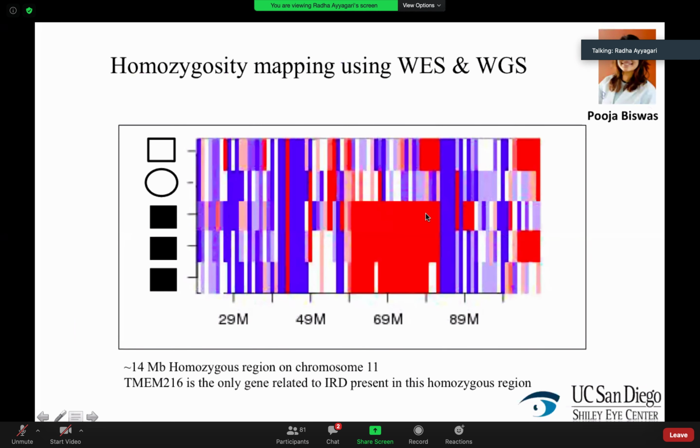So we performed homozygosity mapping analysis, and we observed about a 14 megabase interval on chromosome 11 shared by all affected individuals and not shared by unaffected individuals. This is a region likely to harbor the causative mutation in this pedigree. When we looked into this region carefully for genes associated with retinal degeneration, we did not observe any variants in genes associated with retinal disease other than TMEM216, which we already identified before. And the 5' untranslated variant is the only variant we detected that could possibly be associated with disease in this pedigree.